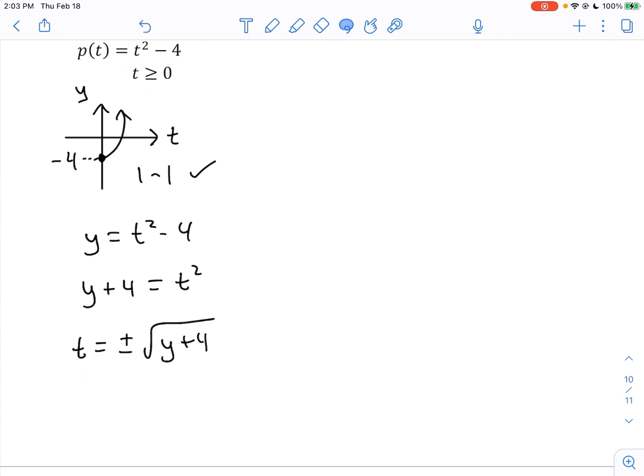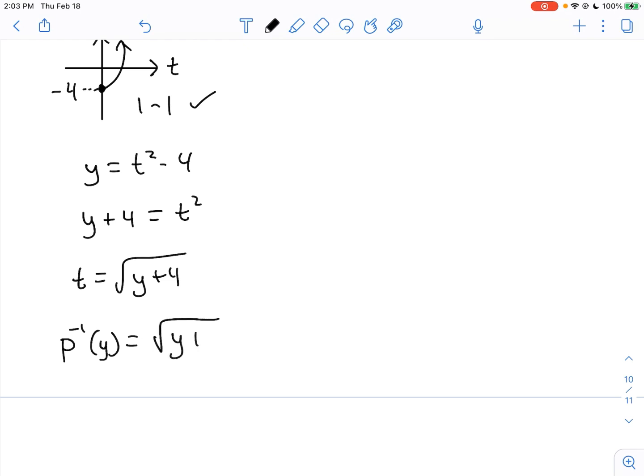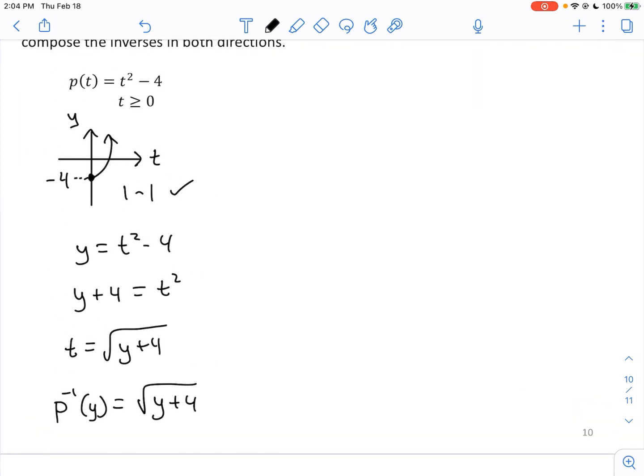t can only be positive or 0, which means that we're never going to accept that negative answer. So we just have this as a result. t is the positive square root of y plus 4. And that is our inverse function. p inverse of y is equal to square root of y plus 4. And for this one here, I'm going to do the composition in just one direction as well, but I'll leave it to you to do the other.